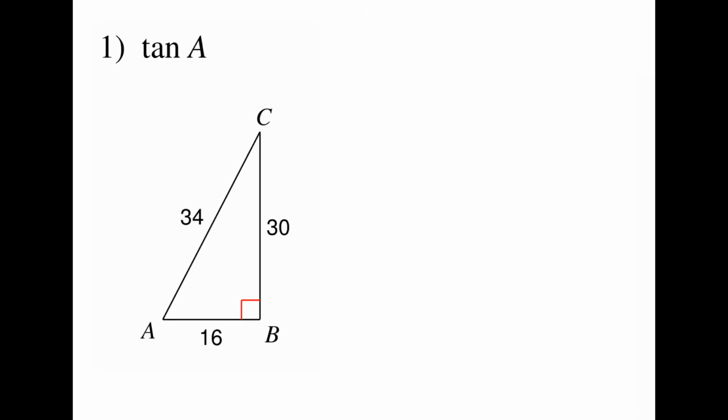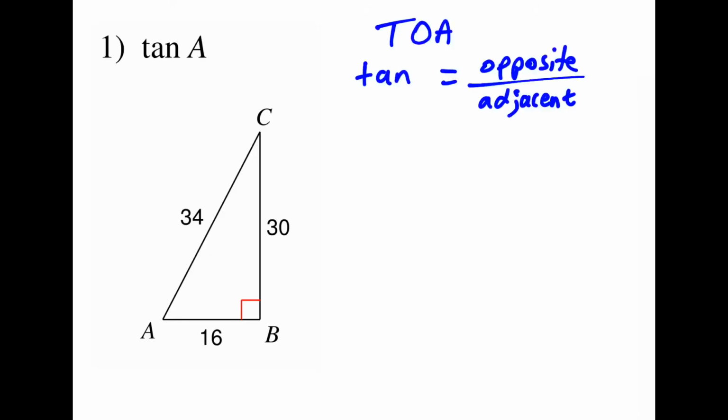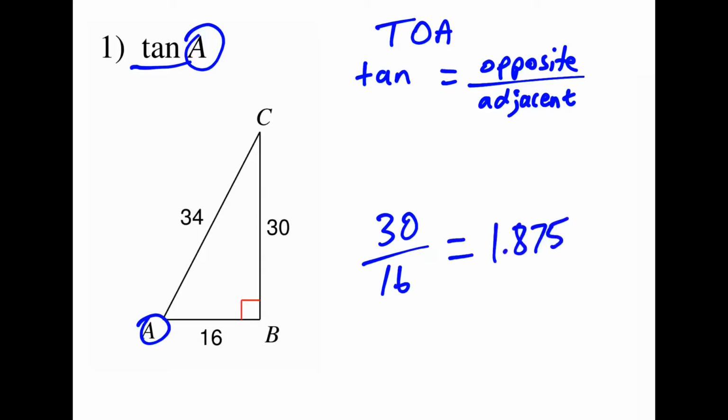3 quick basic ratio problems. This problem is about tangent, and it's focusing on angle A. Start here, opposite over adjacent, 30 over 16, done. Sometimes we write this as 1.875. That's the ratio, that this side length is 1.875 times bigger than this side length.